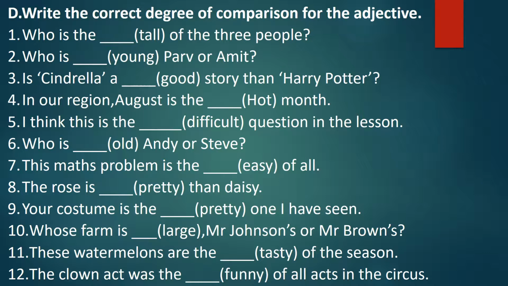The first sentence is, who is the dash of the three people? We are comparing three. So, superlative degree will come. So, what will be the answer? Who is the tallest of the three people? Who is dash, Parv or Amit? Means we are comparing two. So who is younger, Parv or Amit?